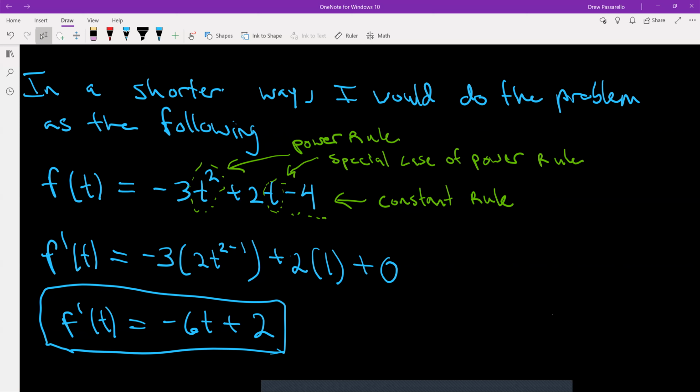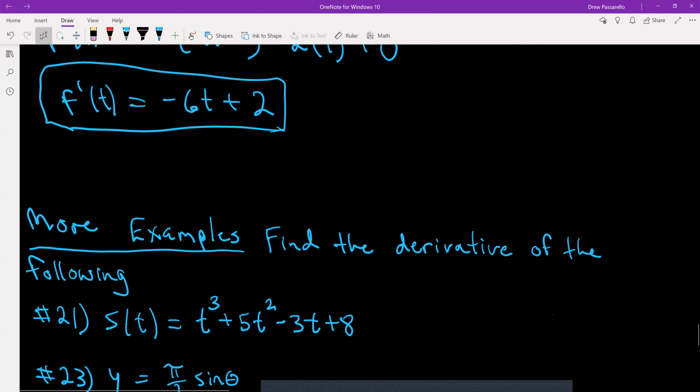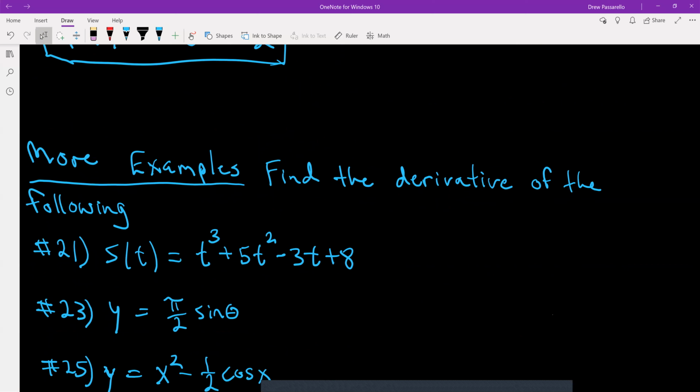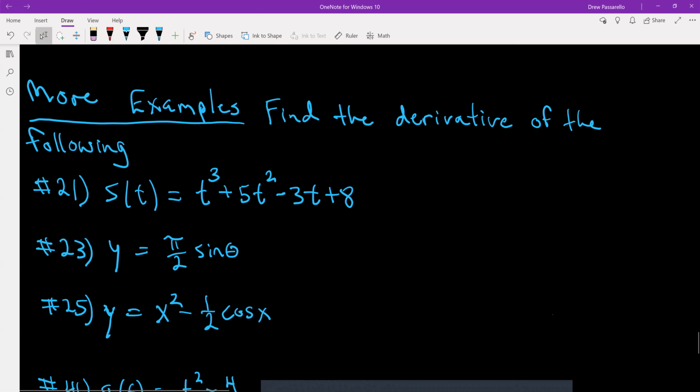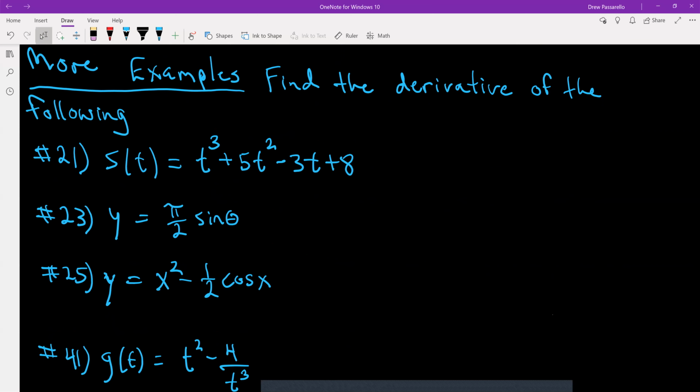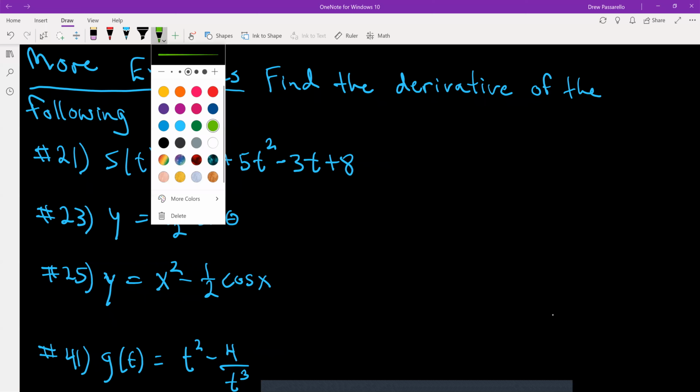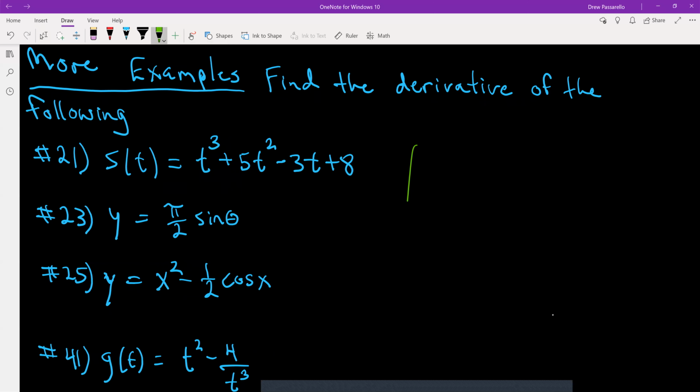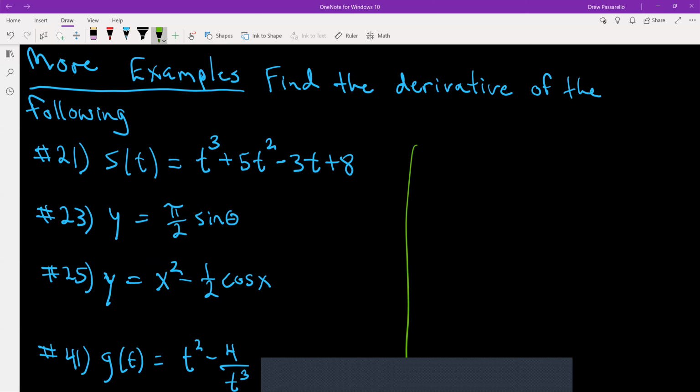So for these, this next one's similar to the one I did at the end of that video, and I'll do it step by step and then show the quicker way, skipping some steps, how I would do it. And then for the remaining ones, I'm going to do it using the quicker way. So for number 21, it says s of t equal to t cubed plus 5t squared minus 3t plus 8.